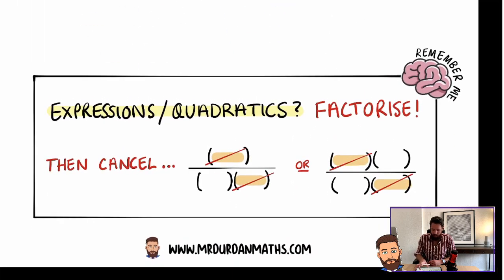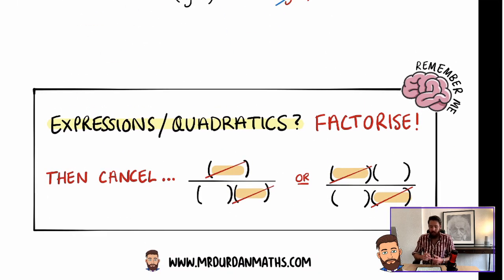The biggest takeaway here: if you see algebra and quadratics in a fraction and they've asked you to simplify it, factorise and then hopefully stuff is going to cancel.